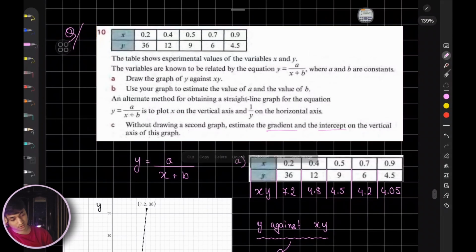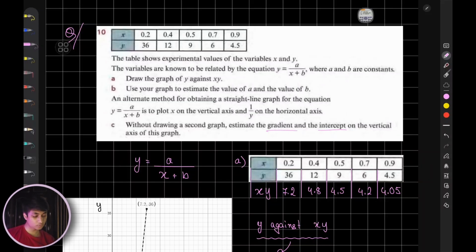Last question, they have given you a set of data, x and y. The table shows experimental values of variable x and y. The variables are known to be related by the equation y is equal to a divided by x plus b, where a and b are constants. Draw the graph of y against xy. So they're asking you to draw a graph of y in terms of xy.